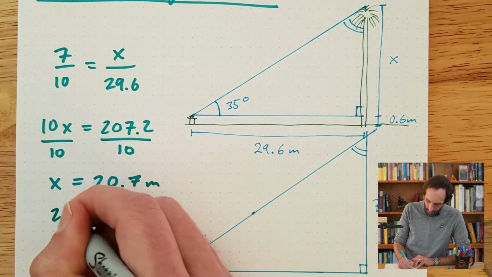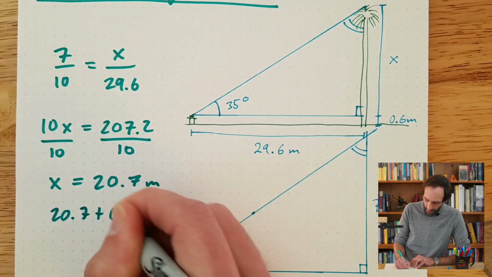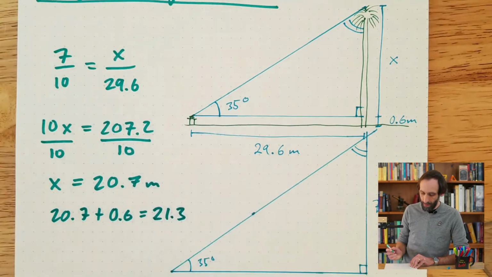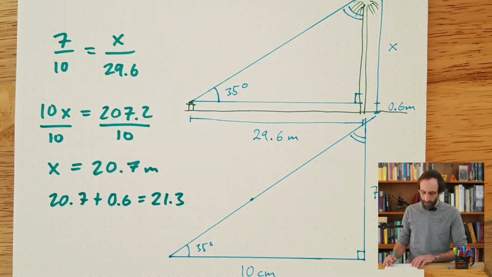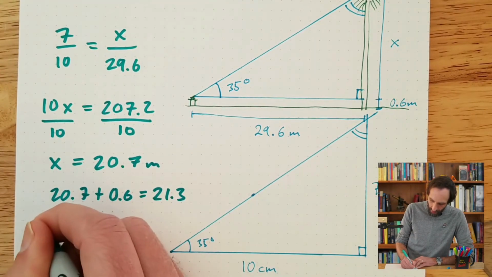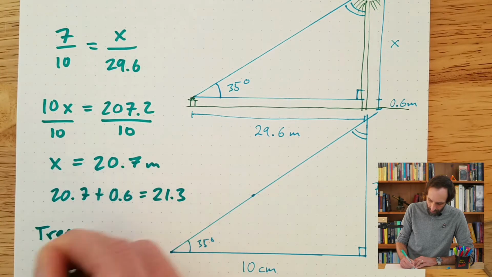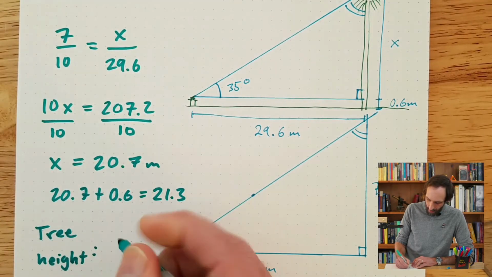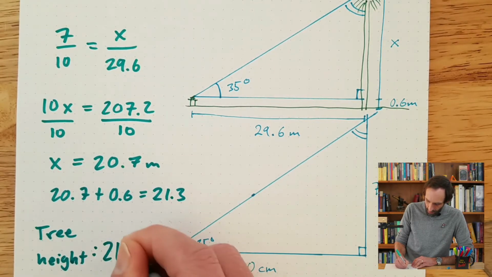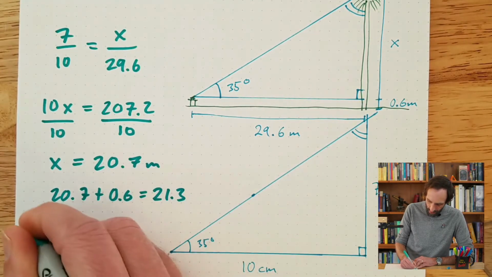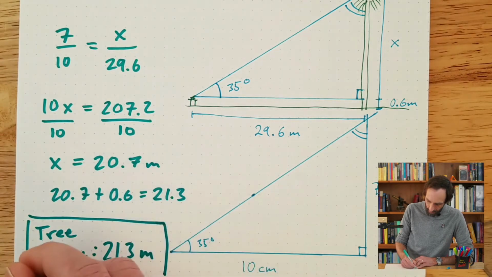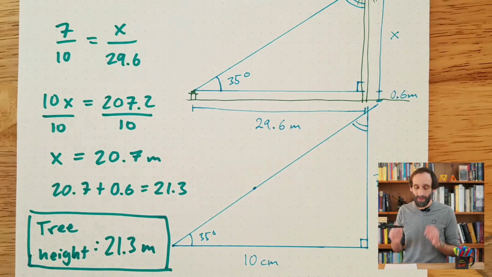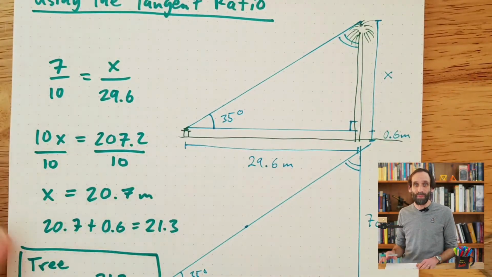20.7 plus 0.6 is 21.3. And therefore, I can say the tree height is 21.3 meters. Okay, so I just found the height of the tree, and that's great. I'm excited about that, right?